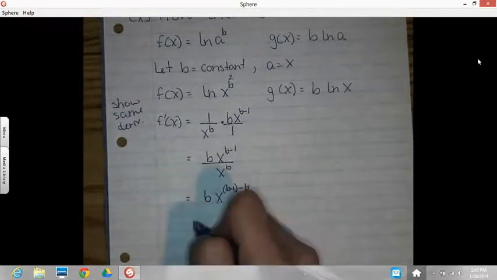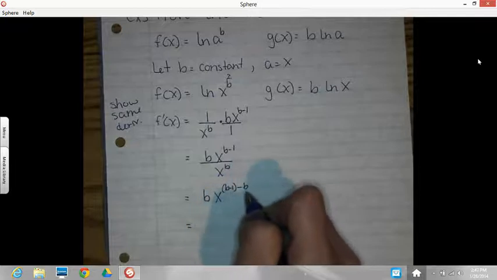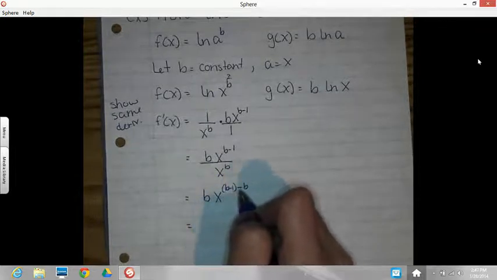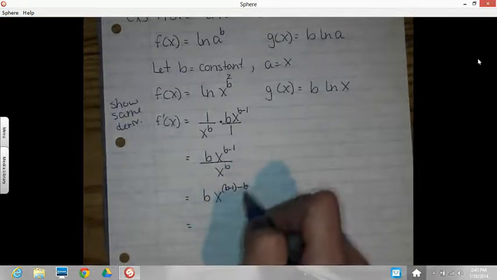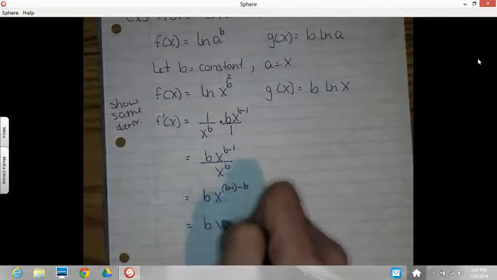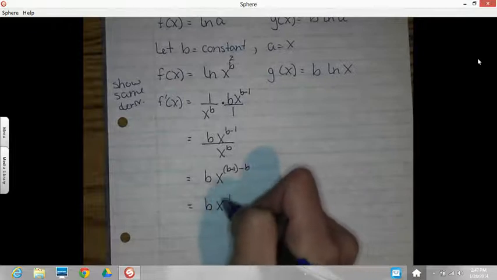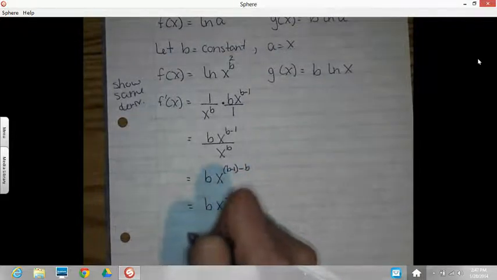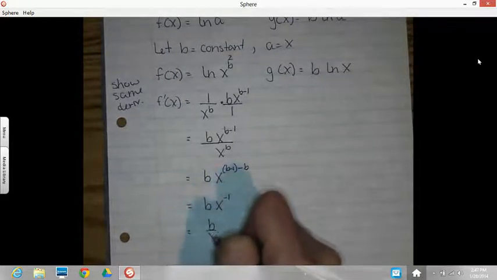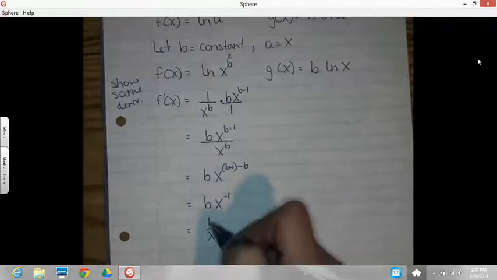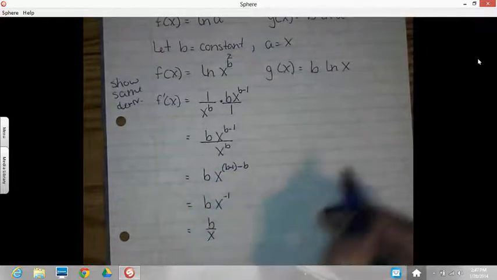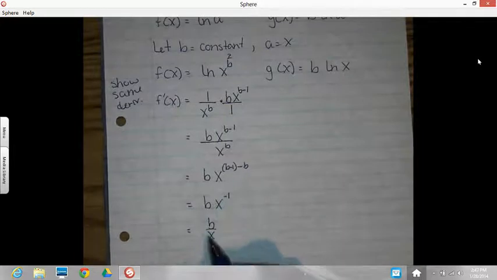Okay. Simplifying this out, I've got b minus 1 minus b. Well, the b's are going to cancel each other out. And I'm left with x to the negative 1. And remember, that's just an unhappy exponent. If I put it back in the bottom, now it's happy again. So I get b over x, or I could have left it here. Made the other one look like it, but I made it a happy exponent.